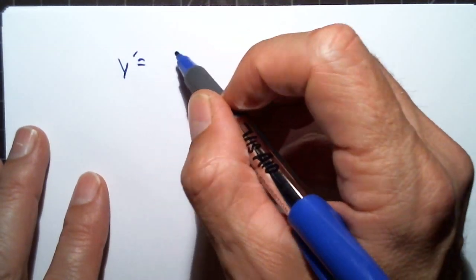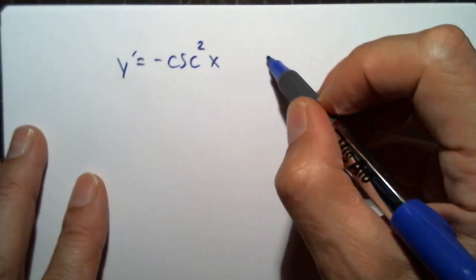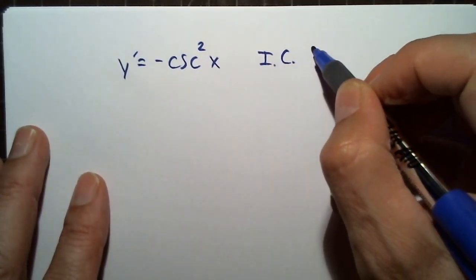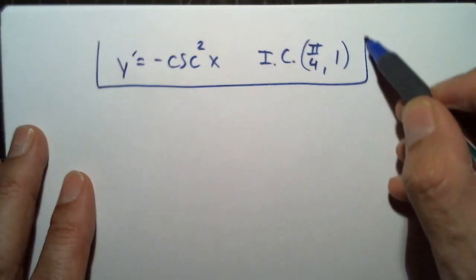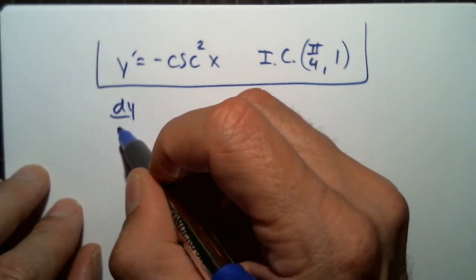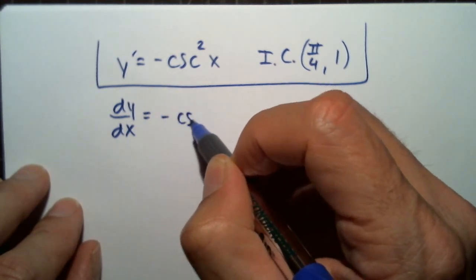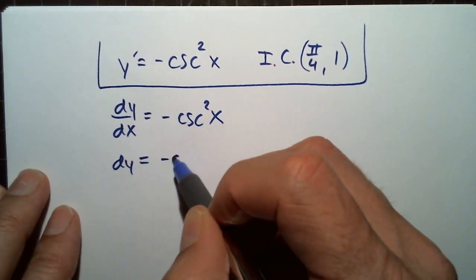Almost done. We'll just do a couple trigonometric functions, and that'll be it. So we have a differential equation with initial condition. We just use the same strategy, dy dx, and we'll multiply by the differential of x.